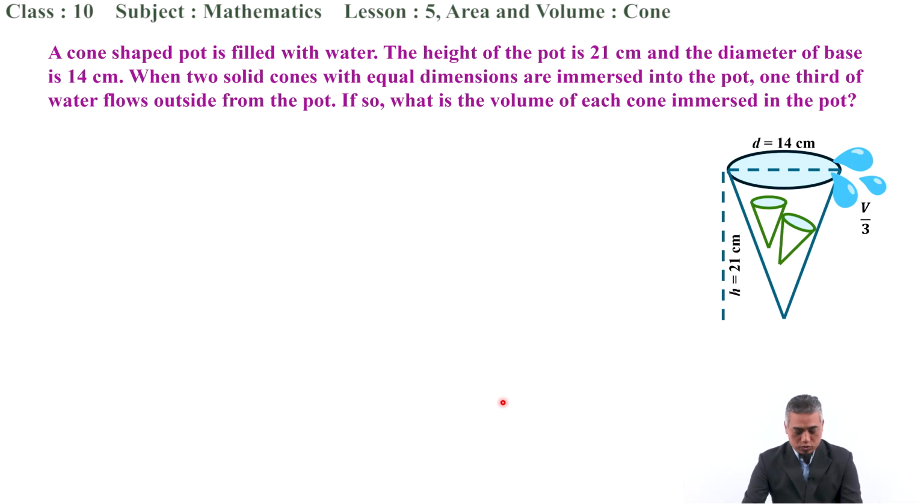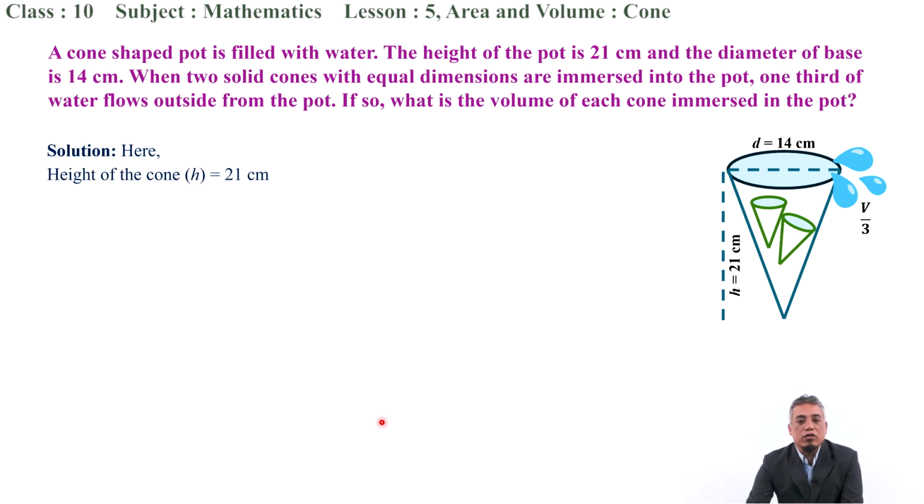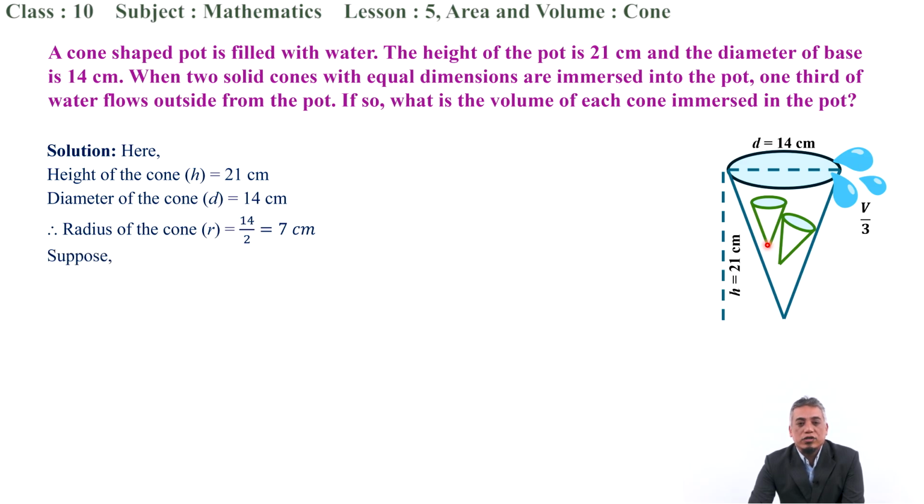As per this question, first we copy the height and diameter, and as we know the diameter, we can find the radius by dividing it by 2, it is 7. Now we suppose the volume of water in this big conical pot to be capital V, and the volume of the small cones to be small v. This is capital V and this is small v.